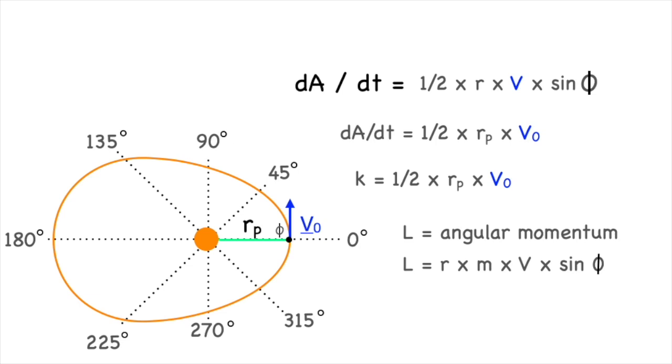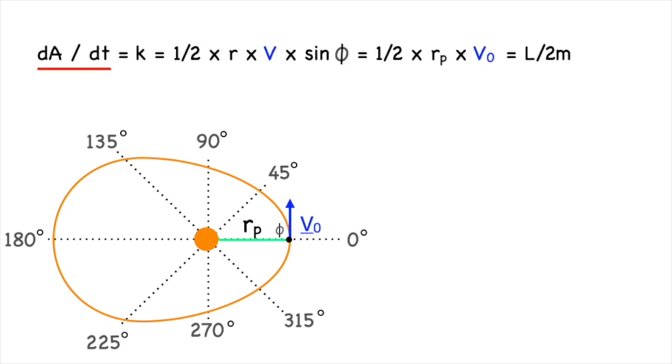The angular momentum of a planet at any point along its orbit is defined as r times its mass m times its velocity v times sine phi. Therefore, our constant k equals L divided by 2m. So now we have several ways of expressing the same quantity.